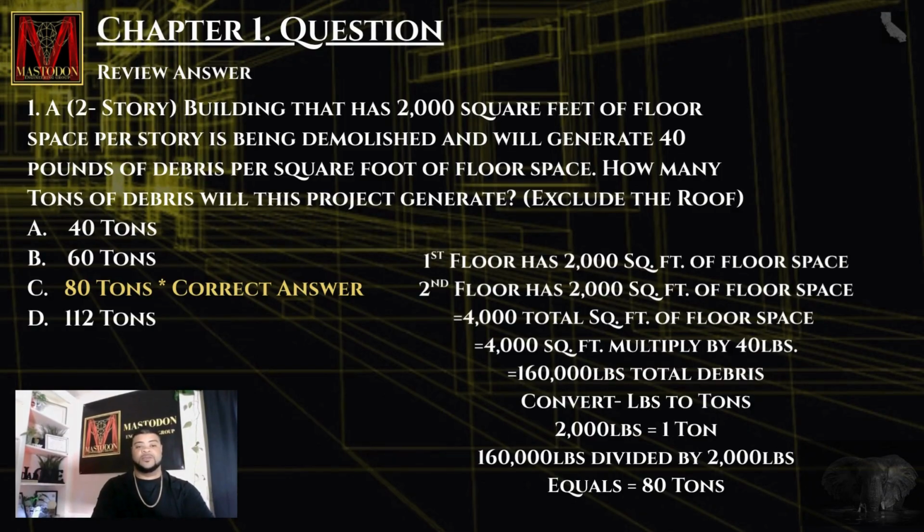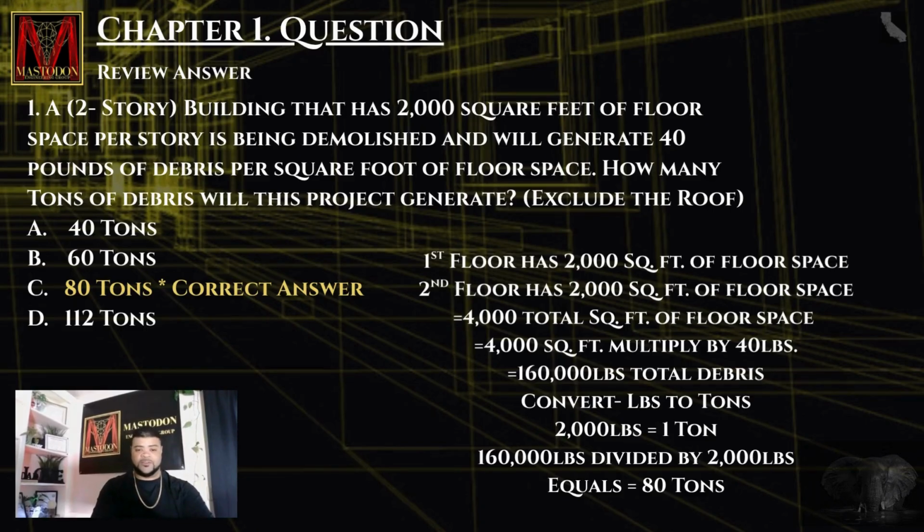A two-story building that has 2,000 square feet of floor space per story is being demolished and will generate 40 pounds of debris per square foot of floor space. How many tons of debris will this project generate? Exclude the roof. Remember, it burnt off.